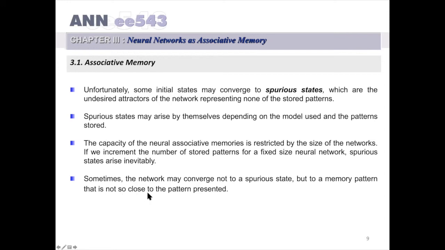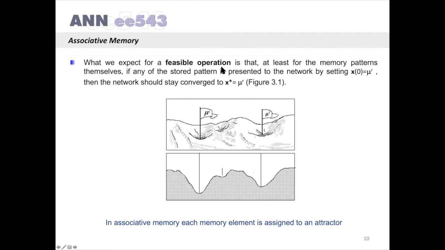to the pattern presented. What we expect for a feasible operation is that, at least for the memory patterns themselves, if any of the stored patterns is presented to the network by setting x0 to mu_r, then the network should stay converged to x star equal to mu_r. That is, in associative memory it is desired that each memory element be assigned to an attractor. The attractors are the points where the energy surface has a local minimum, and to some of these attractors we are placing the memory patterns.